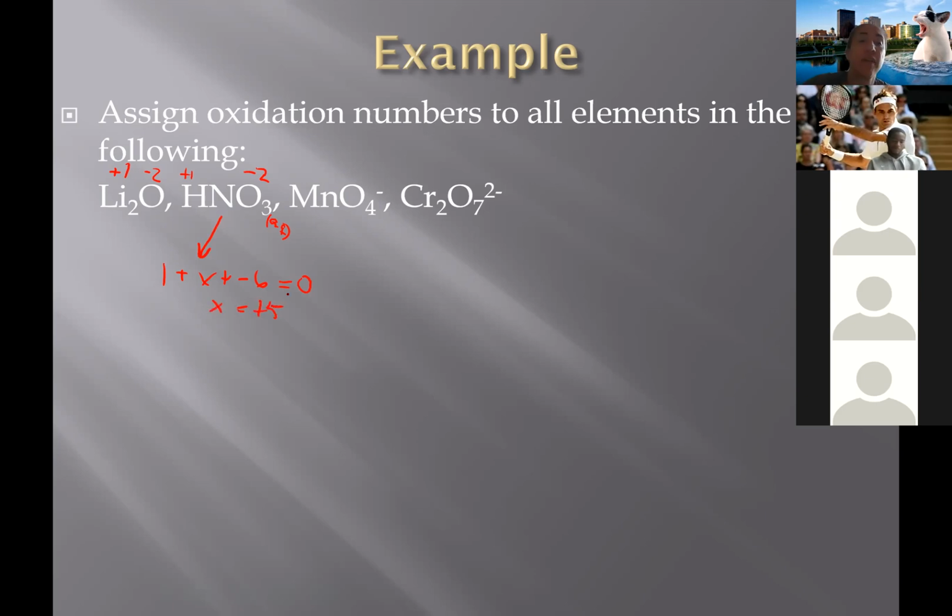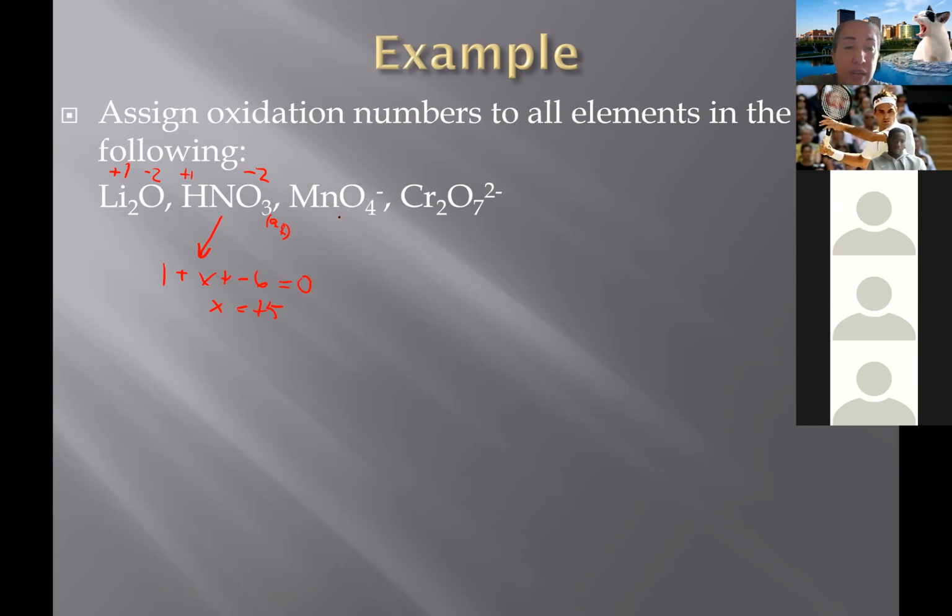+5. Right, so that is, and if you notice, it's the same oxidation state as when I did before, you remember? For nitrate, it was also +5. So it just happens to be the same number. Okay, so that's how you do it. You set it up like a math problem.